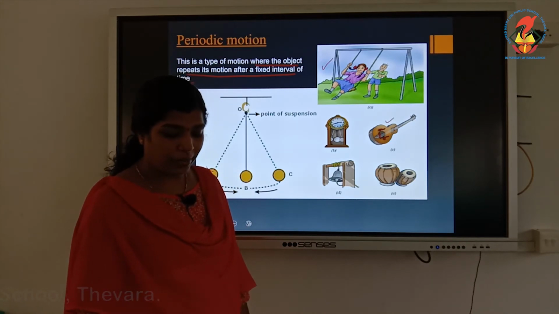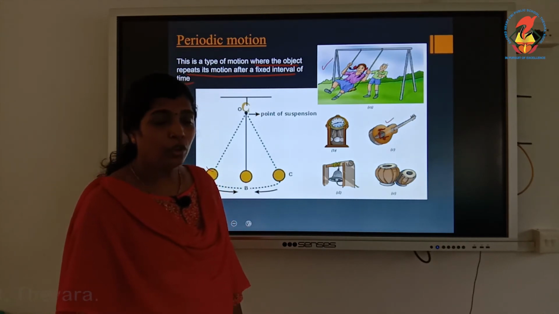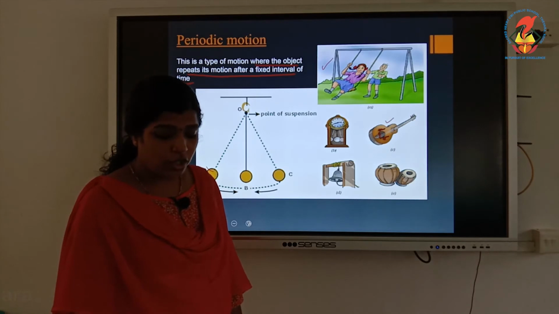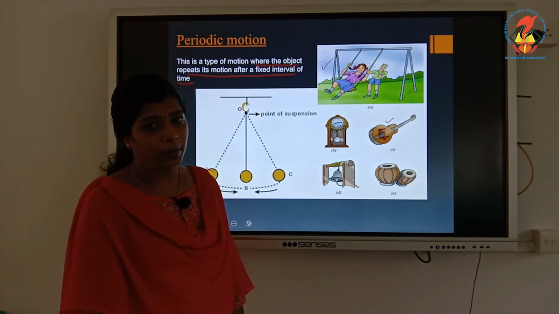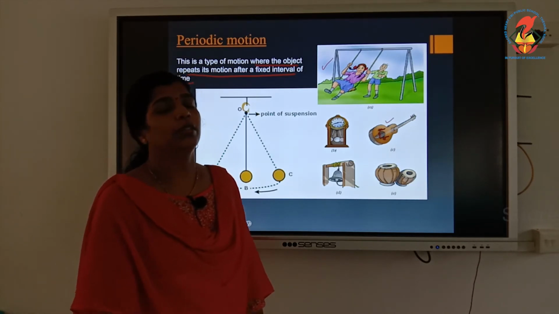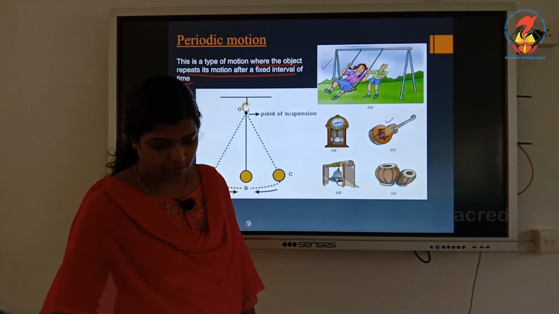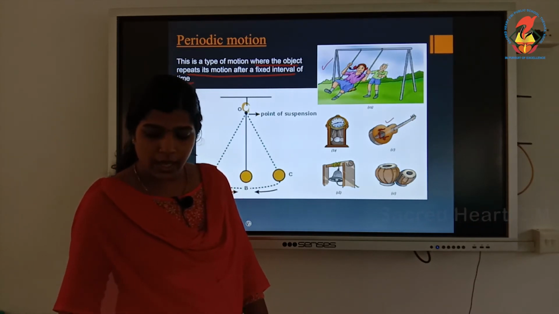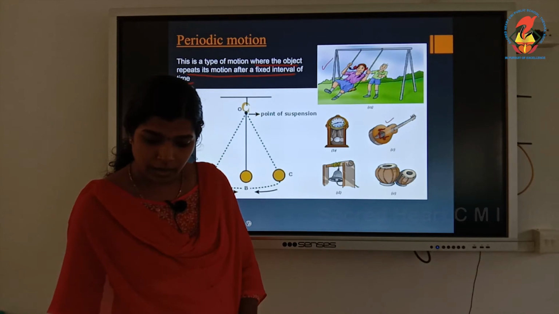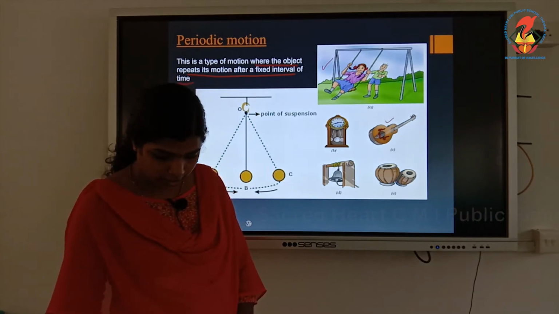Tabla or drum have a stretched membrane. When it is struck, the stretched membrane vibrates and produces periodic motion. Then so many examples are given in your textbook.